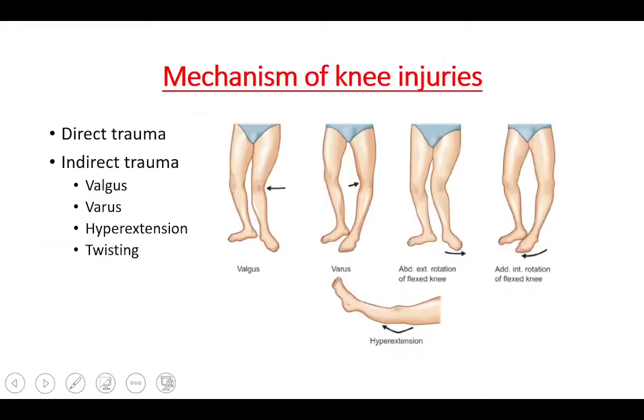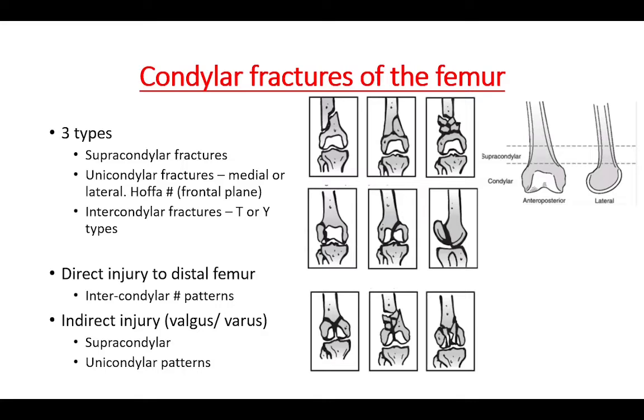The mechanism of knee injuries can be either through direct trauma to the knee or by indirect trauma with a valgus, varus, twisting or hyperextension type of force applied to it. Now to begin with, let us start with the condylar fractures of the femur. There are three types: the supracondylar fracture, the unicondylar fractures or the intercondylar fractures.